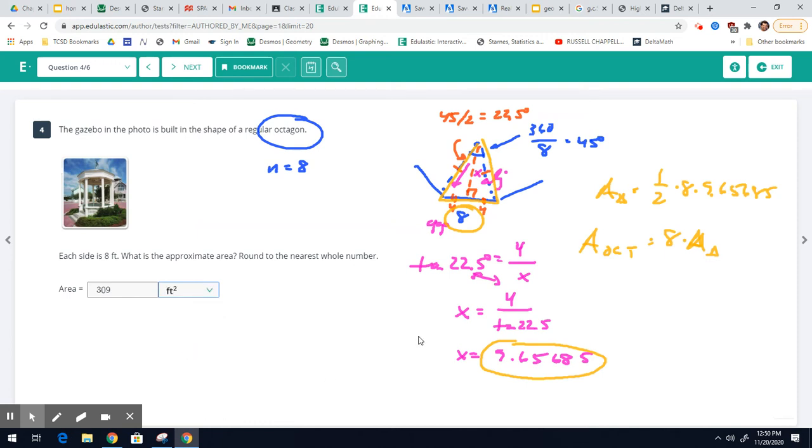Now, when I actually did this problem before this video, I found the radius, and I used the 1/2 bc sine of A formula, and it still worked out the same. All right, so whatever you want to do is fine. All right, great. Next problem.